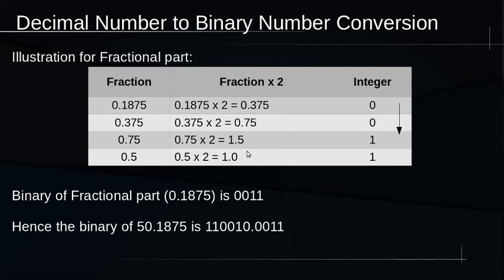Because we get 0 at the fractional part, our algorithm halted. We read it from top to bottom. So 0, 0, 1, 1 is the binary equivalent of 0.1875. Hence, the binary of 50.1875 is 110010.0011. Very simple.